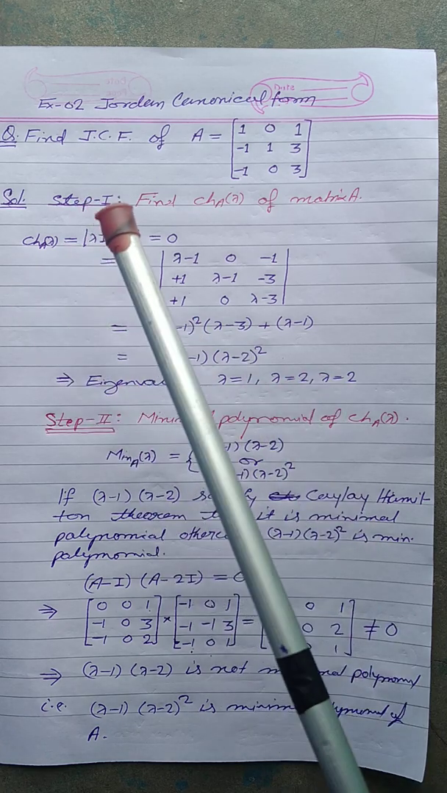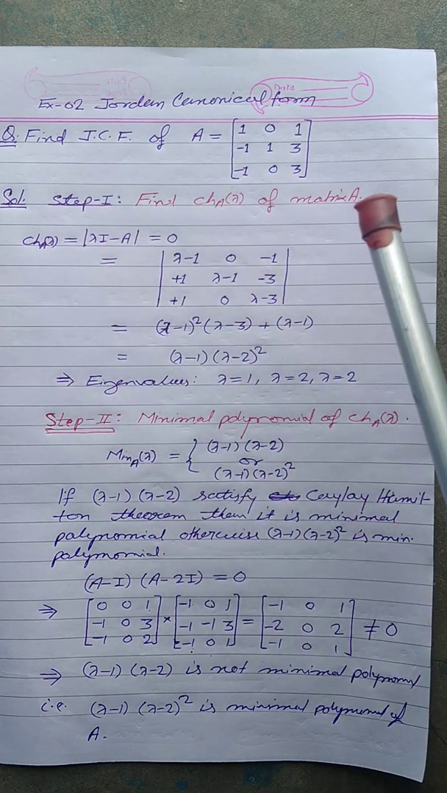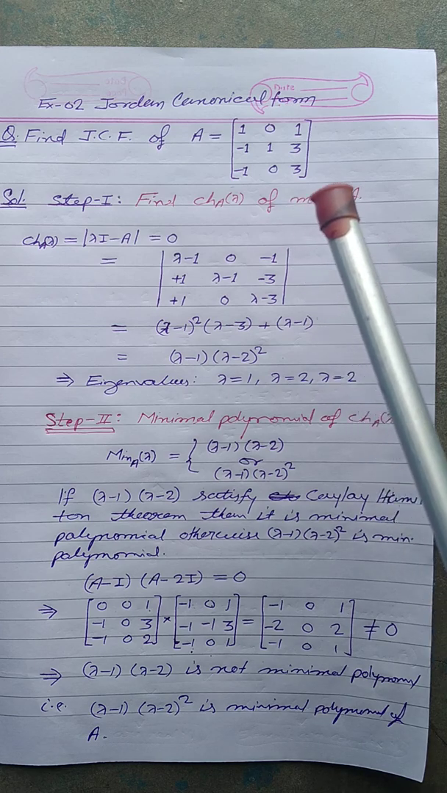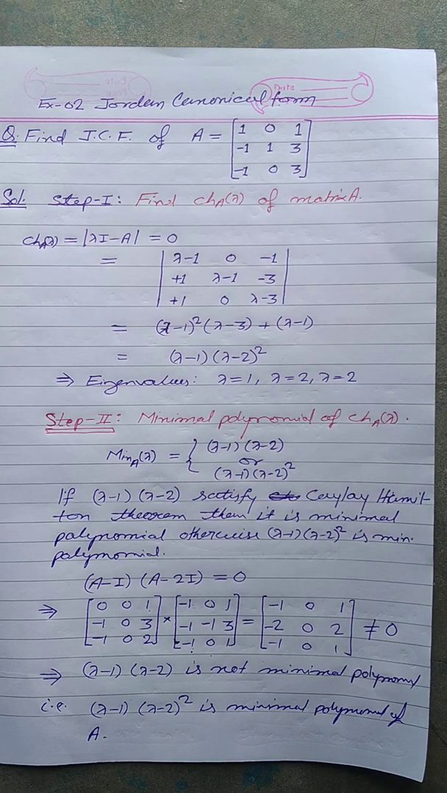In the first step, we will find the characteristic polynomial of matrix A, and in the second step we will find the minimal polynomial of matrix A. We know that the minimal polynomial has an important role in the representation of the Jordan canonical form of a matrix. In this lecture we will use step first for finding the characteristic polynomial and step second for finding the minimal polynomial, and with the help of the minimal polynomial we will find the Jordan canonical form for this matrix.